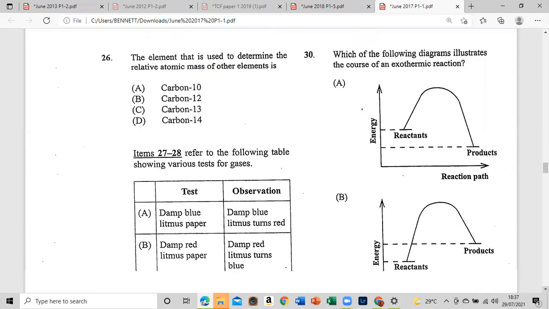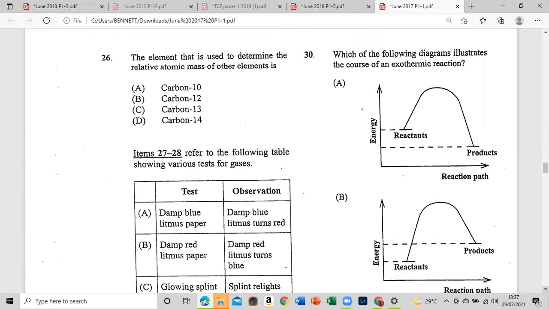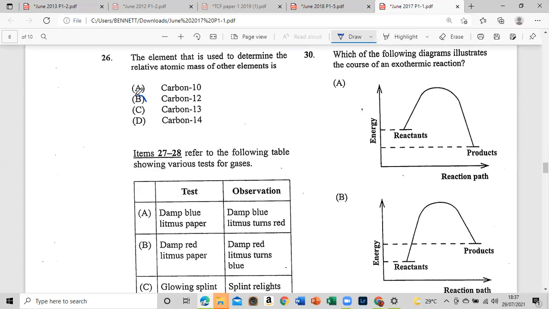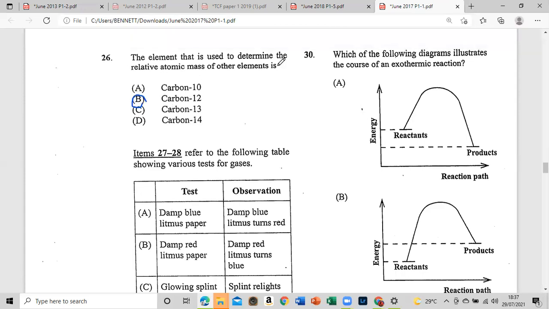26. The element that is used to determine the relative atomic mass of other elements is it carbon 10, carbon 12, carbon 13, or carbon 14? And that is carbon 12. So carbon 12 is used to determine the relative atomic mass of other elements.